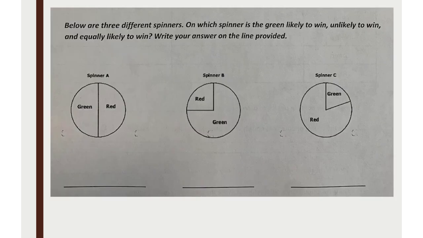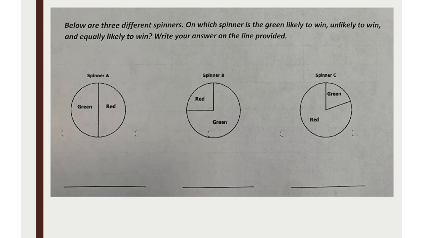Bottom of there, you got 3 spinners. Spinner A, spinner B, spinner C. On which spinner is the green likely to win, unlikely to win, and equally likely to win? Let me give you about, I don't know, 35 seconds. I think your groups can handle it. I'll even pause your video for you.